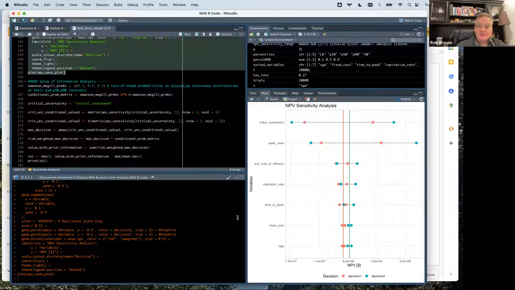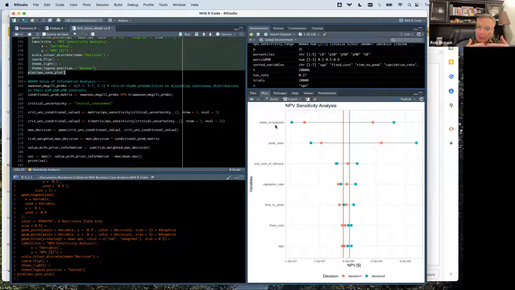And we get this chart. So what this chart is showing is the vertical lines are the mean values of each of the decisions from the cumulative probability chart that we just looked at. The bars are the range of that net present value that results when a specific uncertainty moves through its high and its low value. And what we want to look for are the variables that significantly overlap.